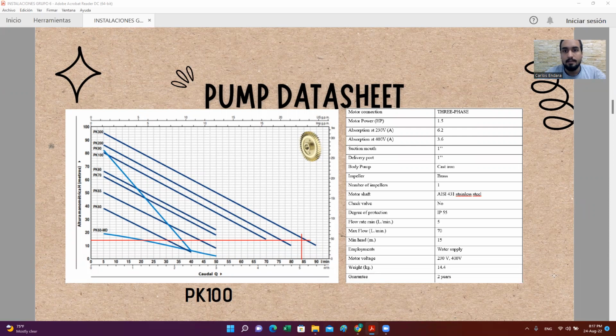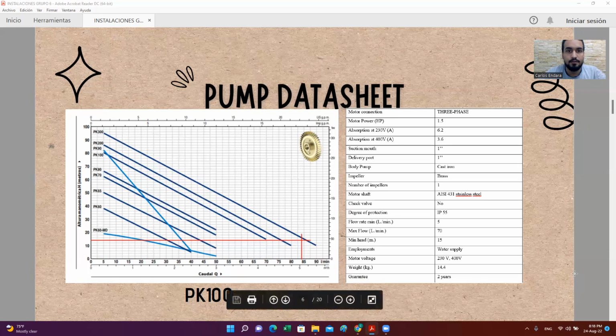1.5 horsepower, 6.2 amperes of absorption, 3.6 amperes of absorption at 400 volts, 1 inch suction mouth, 1 inch delivery port, pump body, impeller and number of impellers, motor shaft, check valve, it doesn't have one, degree of protection, minimum and maximum flow of 5 and 70 respectively, a minimum head of 15, employment in water supply, motor voltage, weight, and a guarantee of 2 years.